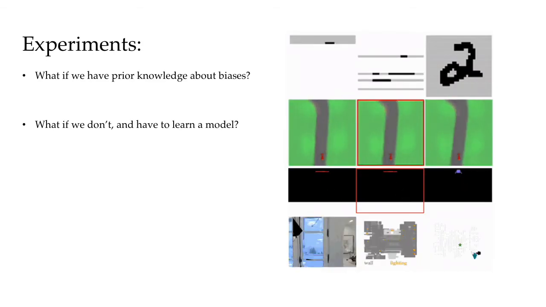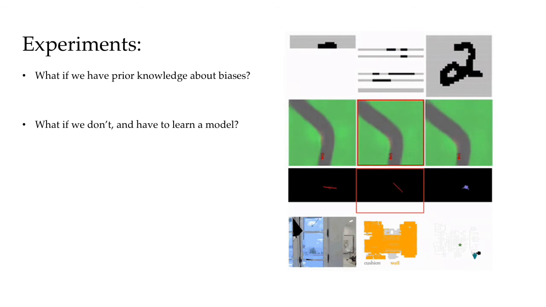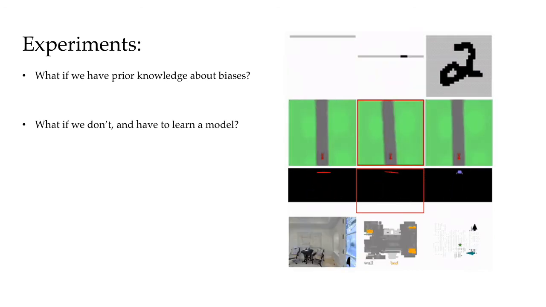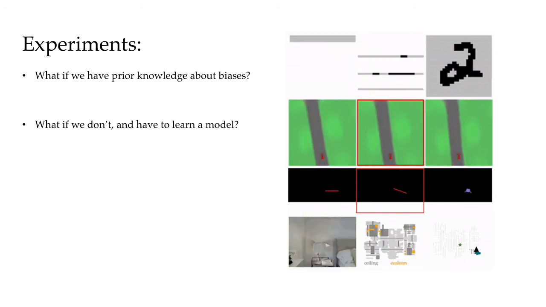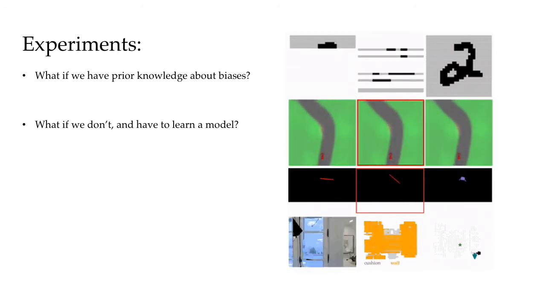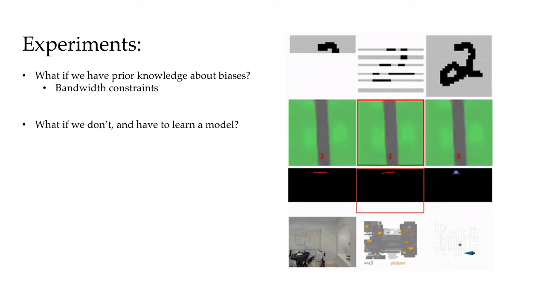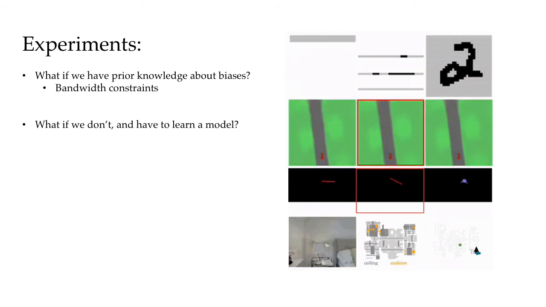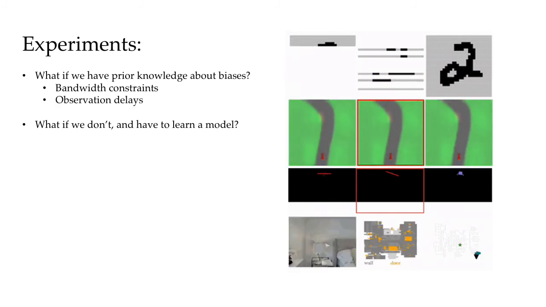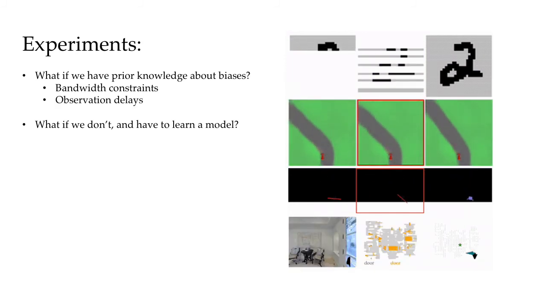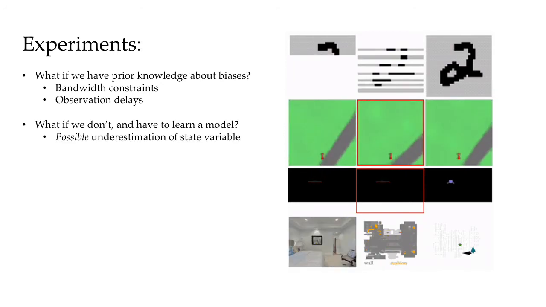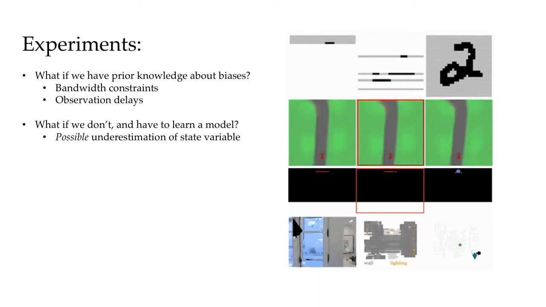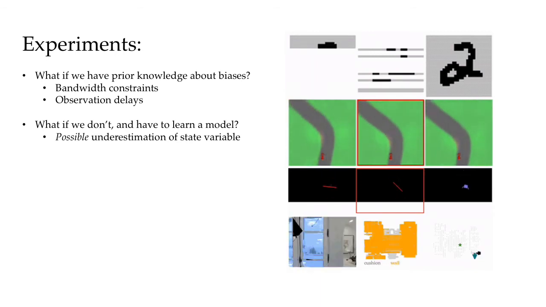In our experiments, we considered two types of tasks. Tasks in which we assume prior knowledge about how the user's state estimation process is flawed, and other tasks in which we don't know the user's biases upfront and need to learn a model instead. We look at MNIST and car racing game domains in which the user's perception is bandwidth constrained, or subject to intermittent delays in the arrival of new observations. We also look at a lunar lander game in which we might expect the user to consistently underestimate certain state variables, but we aren't quite sure about when or to what degree this actually occurs.